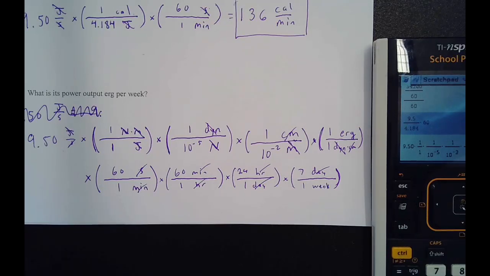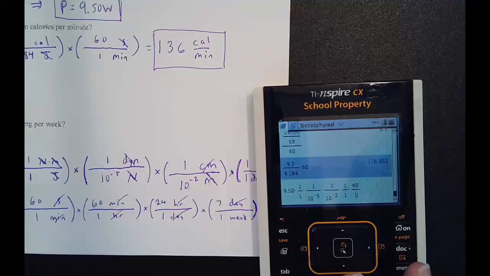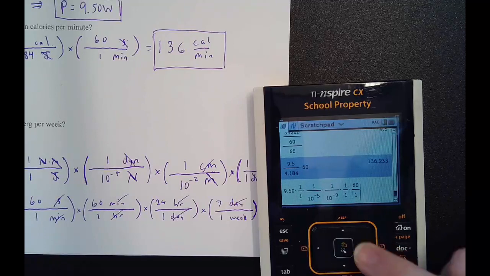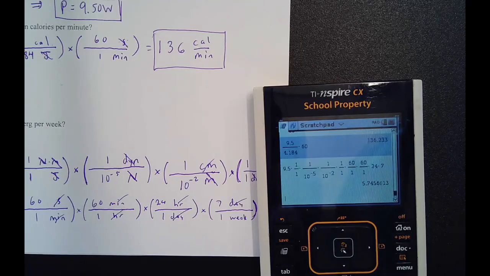Times, that's 60 over 1. Times another 60 over 1. Times 24 over 1. I'm just going to type 24 times 7. Enter. That is 6.7456 times 10 to the 13th power.